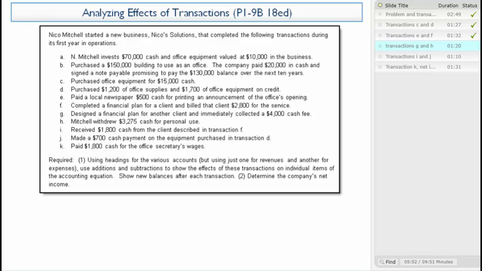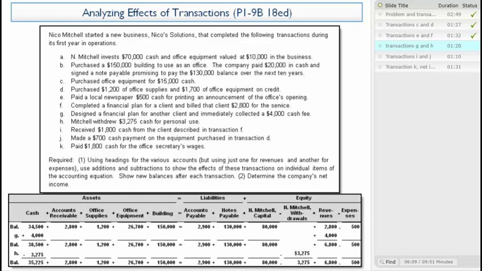Transaction G says, designed a financial plan for another client and immediately collected a $4,000 cash fee. H says, Mitchell withdrew $3,275 cash for personal use. Okay, now if you look to the bottom of the slide, you see how these transactions are handled.